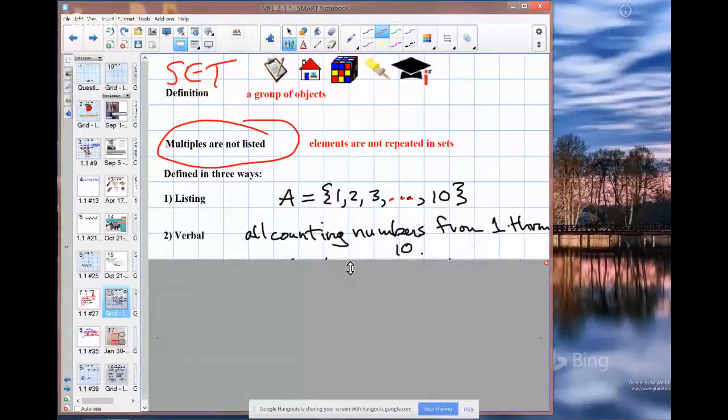Another way, which you're going to think is kind of corny, is just using words. So here's another way to say it: all counting numbers from 1 through 10.